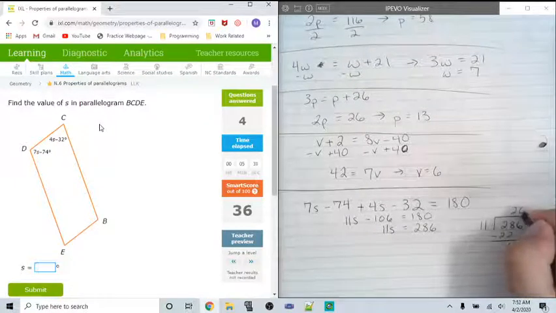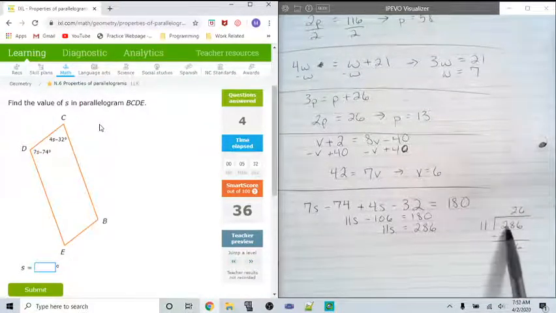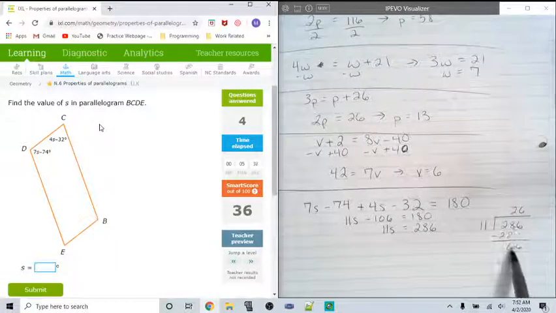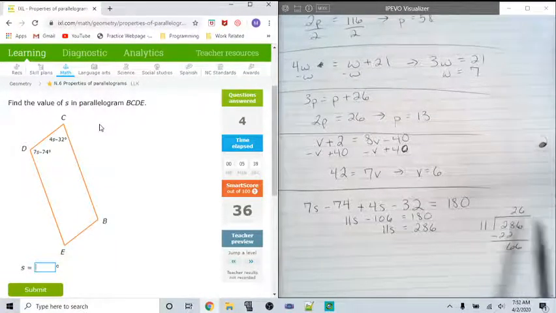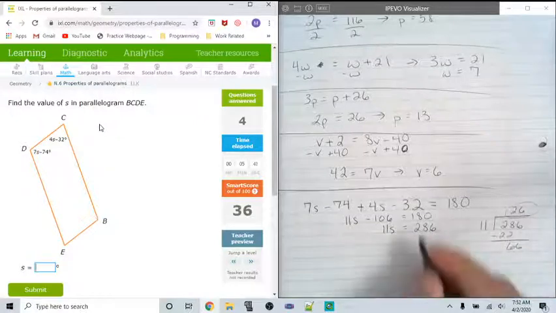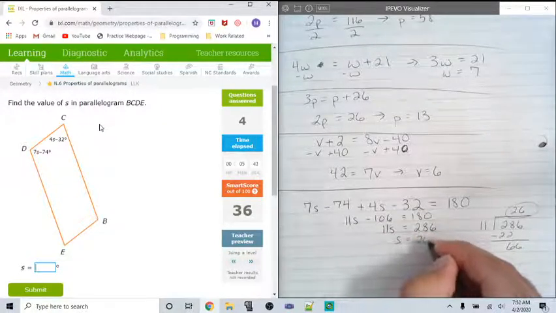Oh, look at that. That works out really well. So 11 goes into 28 twice. 2 times 11 is 22. When I subtract, I get a 6. So 11 goes into 66 6 times. That means S should equal 26.